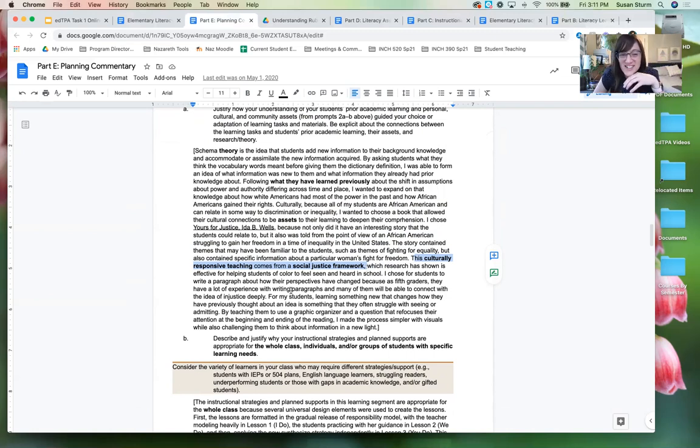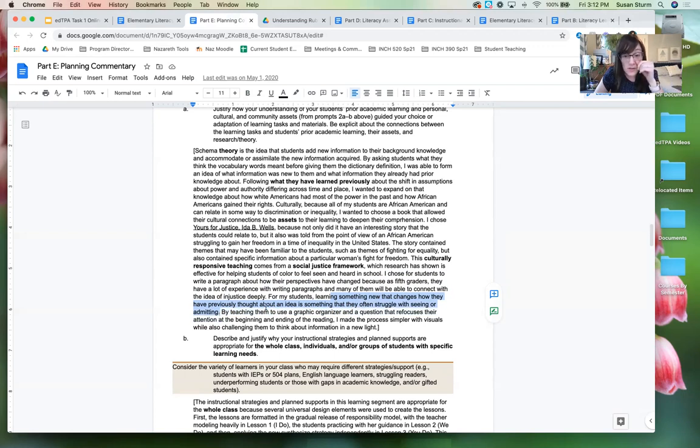which research has shown is effective for helping students of color to feel seen and heard in school. I chose for students to write a paragraph about how their perspective has changed because as fifth graders, they have a lot of experience writing paragraphs, and many of them will be able to connect with the idea of injustice. So for my students, learning something new that changes how they previously thought of an idea is something that they often struggle with seeing or admitting.